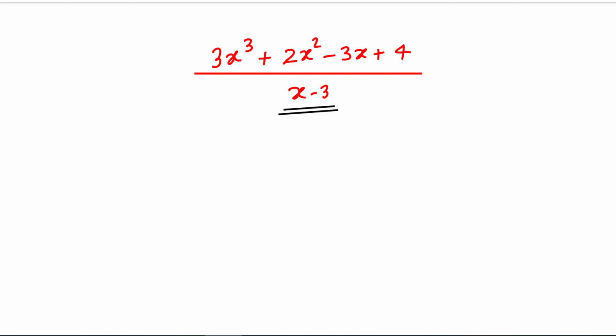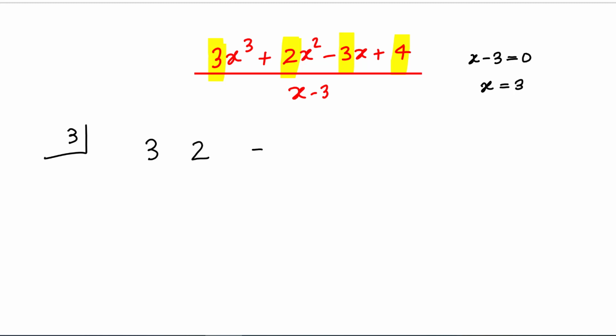So this is just a trick, you can say, that is x minus 3 is equal to 0. This means x is equal to 3. So let us write this 3 here, and then you write the coefficients. So what are the coefficients we have? We have 3, 2, minus 3 and 4. So these coefficients we will write: 3, 2, minus 3 and 4.